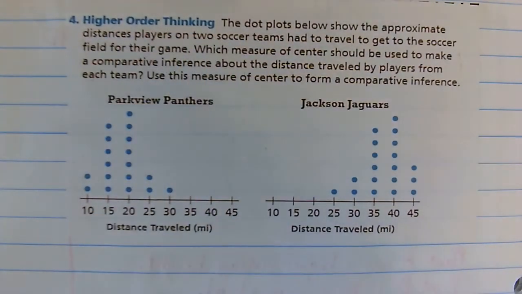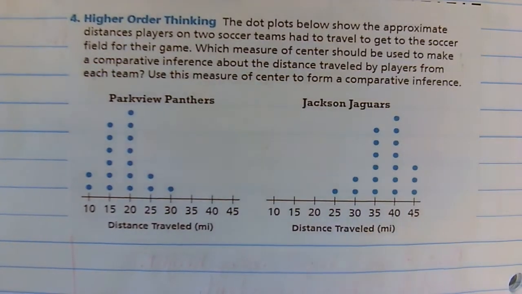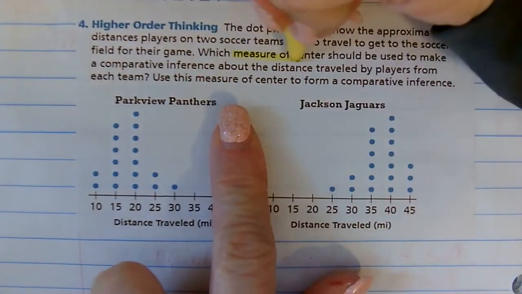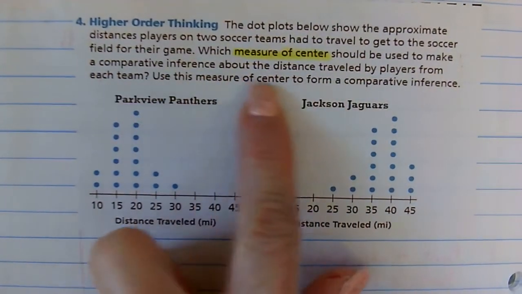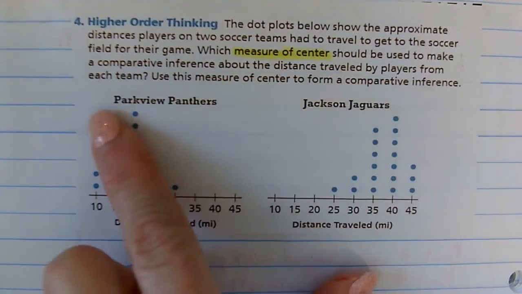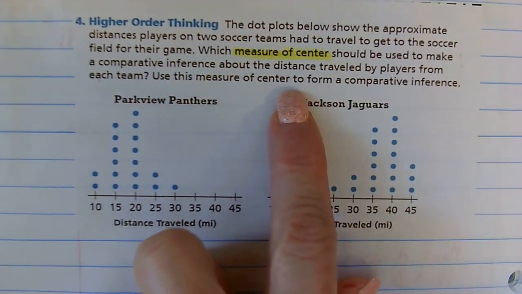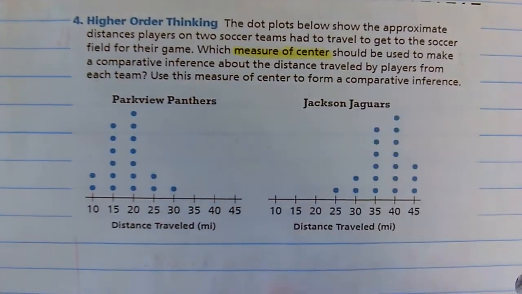Higher order thinking. The dot plots below show the approximate distances players on two soccer teams had to travel to get to the soccer field for their game. Which measure of center, keep that in mind, it's asking for the measure of center, should be used to make a comparative inference about the distance traveled by players from each team. Use this measure of center to form a comparative inference.